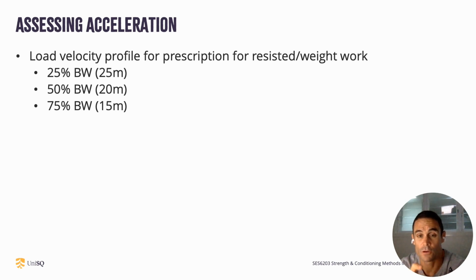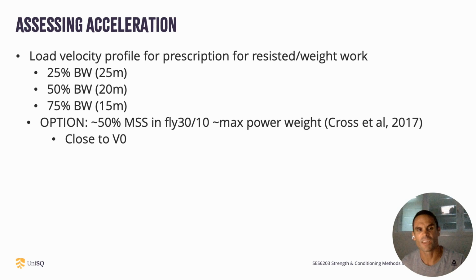And this is the load velocity profile, but I'll talk to you later on about what we can do with the load velocity profile in terms of setting up weights for speed strength, weights for strength speed. It's a really cool way of applying similar concepts that we'd use in the weight room to the field and resisted acceleration. Again, I've mentioned this, you can use that 50% of the maximum sprinting speed flying through your 10. That'll correspond with about your max power weight from cross settle.